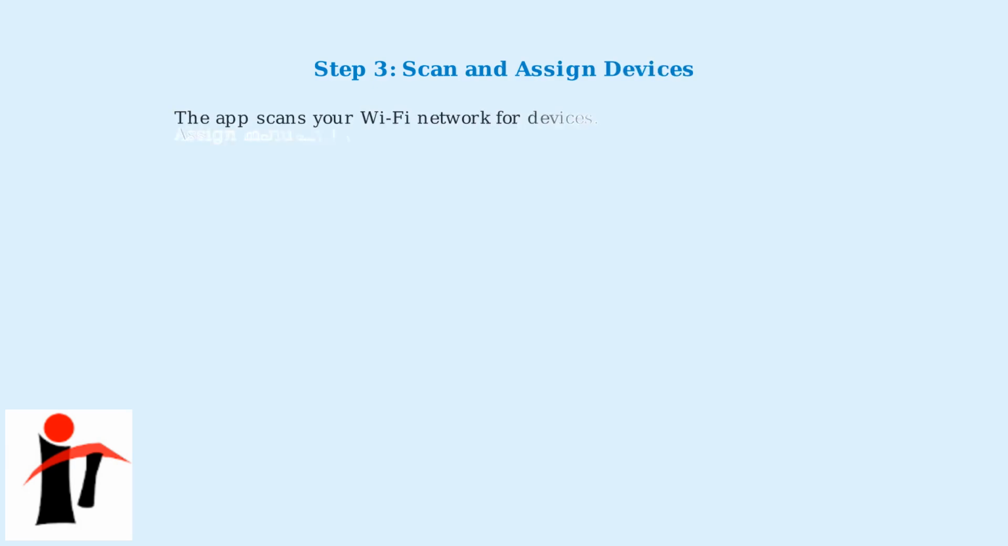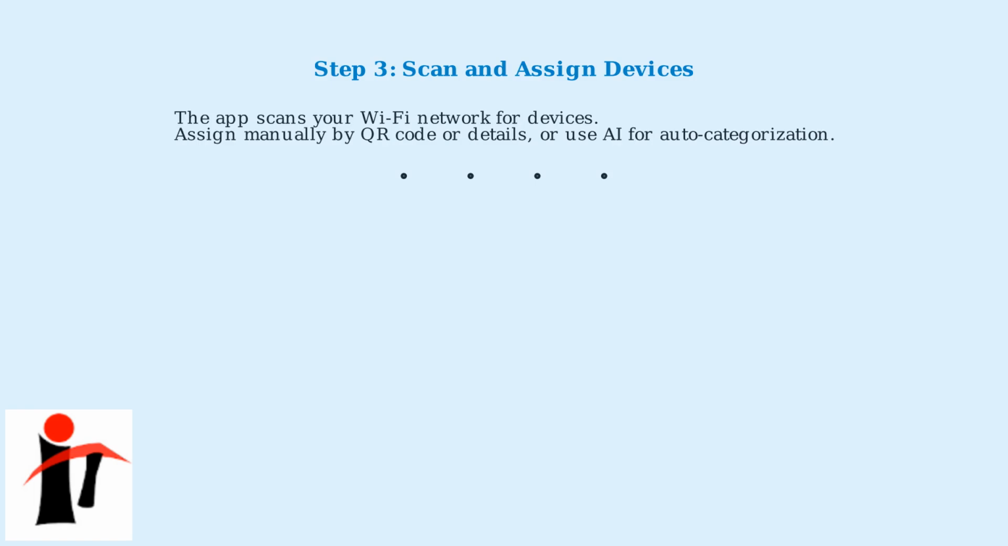Once in the Devices tab, the app automatically scans your Wi-Fi network to detect connected devices. For manual assignment, scan a QR code displayed on the device or enter its details. Alternatively, leverage the AI-powered recognition from 2025 to automatically categorize devices based on usage patterns, reducing setup time.